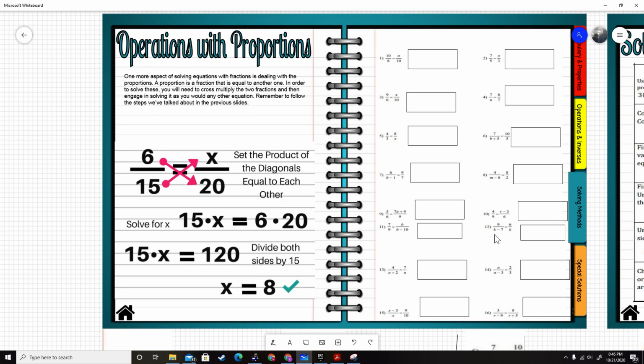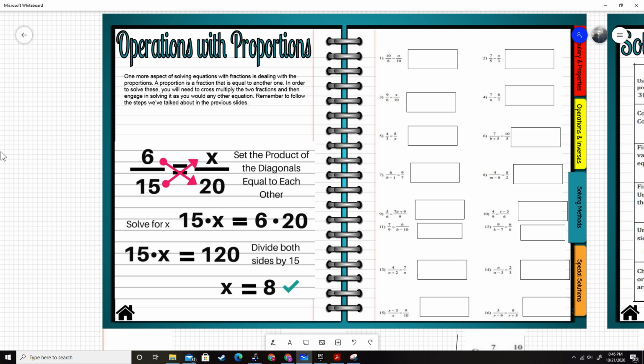Okay? Now, one aspect of solving equations with fractions is dealing with proportions. A proportion is a fraction that is equal to another one. In order to solve these, you are going to need to cross multiply the two fractions and then engage in solving it as you would any other equation. Remember to follow the steps as we've talked about in previous slides.